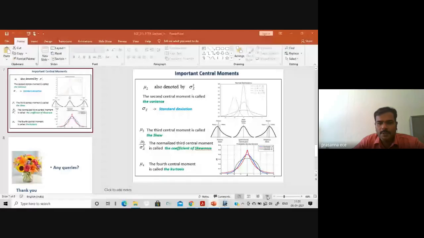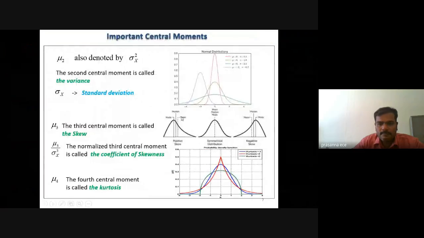Okay, so you can recall this slide. Here we are not showing any numerical values. So this is the skew, the coefficient of skewness. What we got is a positive skew, right? The coefficient of skewness is +2, so that means it is a positive skew. Positive skew means all the values are skewed towards the left side.